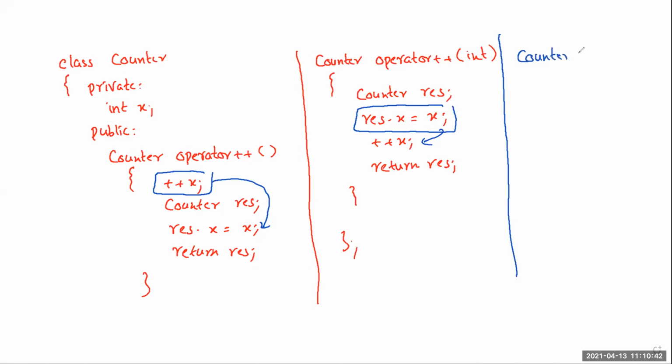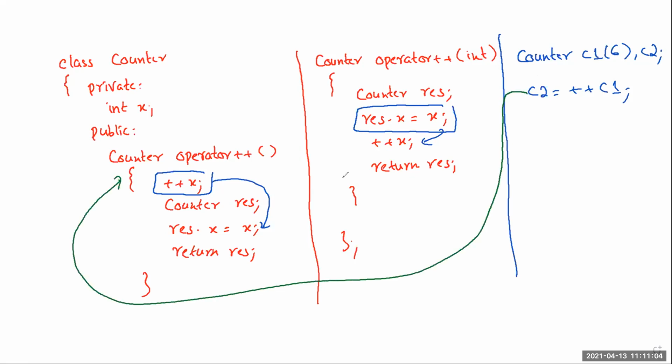So I say counter C1, which is say 6, and C2. If I write C2 is plus plus C1, what will happen in this case? This is the prefix version. So for prefix, we know which function is called. For the prefix version, we call this function. It means first X is incremented and then it is returned. So after the execution of this statement, C2 will have 7, C1 will have 7. This is what we discussed previously.